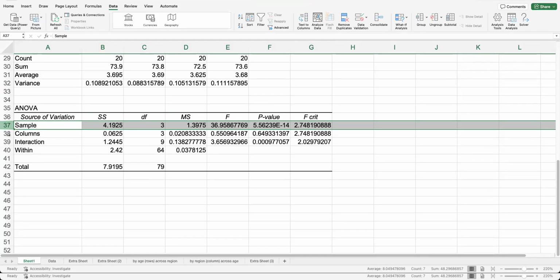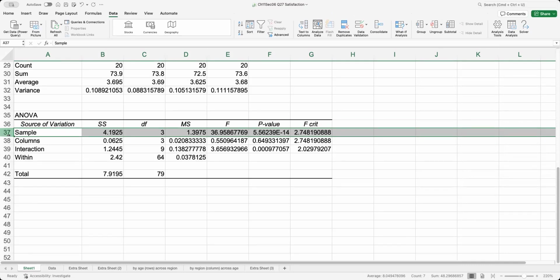Does the age group make a difference? Apparently, a lot of a difference. This p-value is tiny, F is much larger than F crit. This is a big difference. So either college students love this, youth love this, and older people hate it, or vice versa, somewhere in there, the satisfaction is clearly age-driven. That is a strong result.